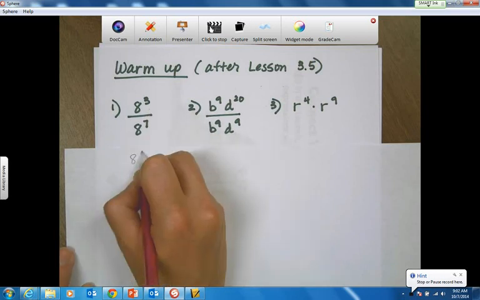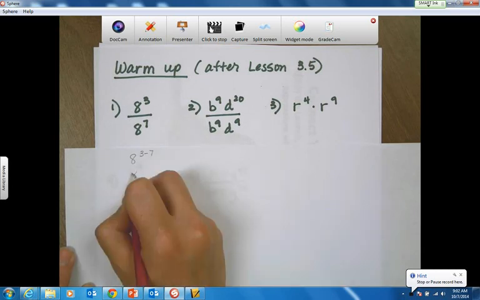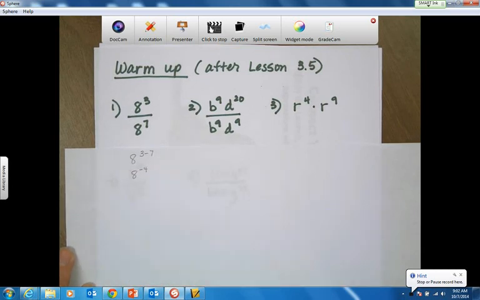Okay, I cannot leave negative exponents. So we have a negative exponent. I move it downstairs, is what I said in my video if you watch that. So this would be 1 over 8 to the 4th.